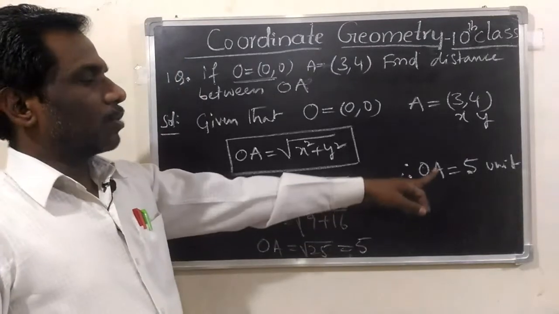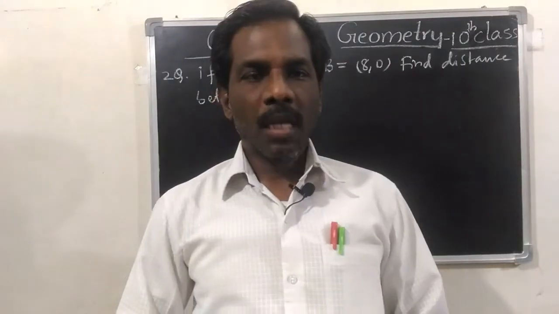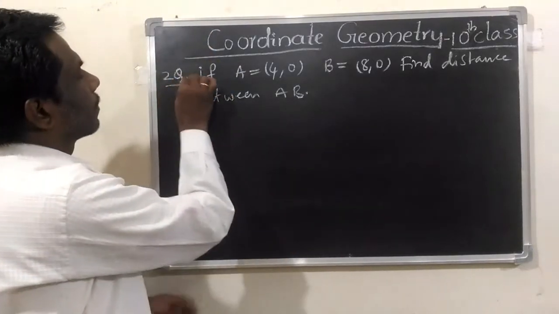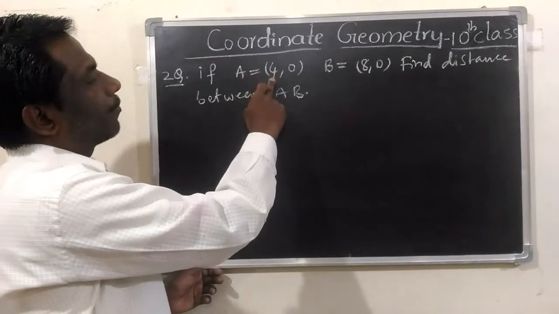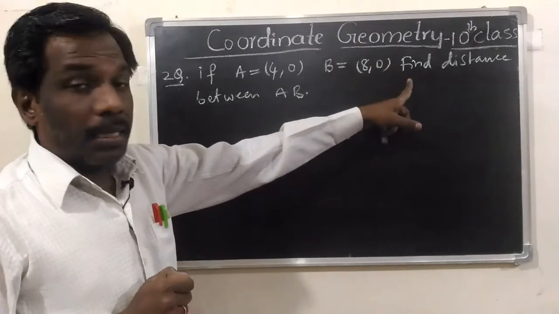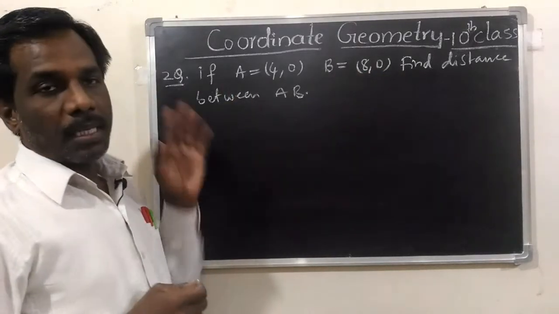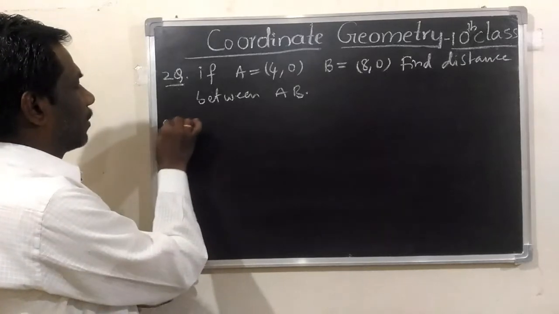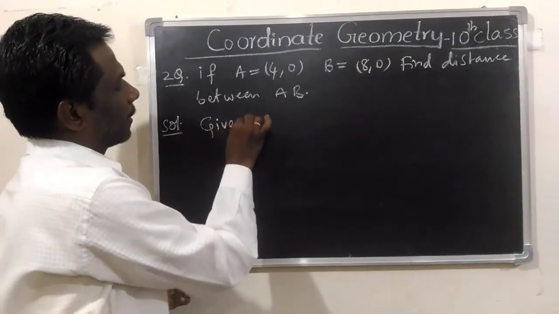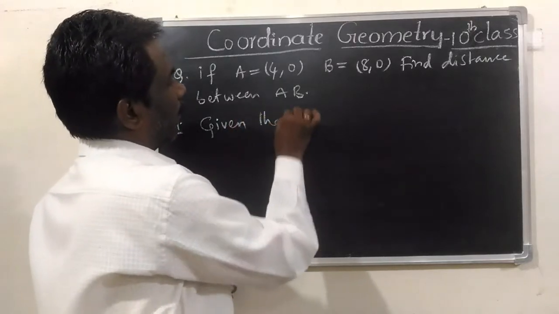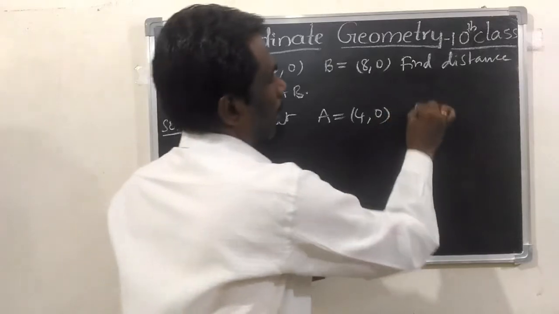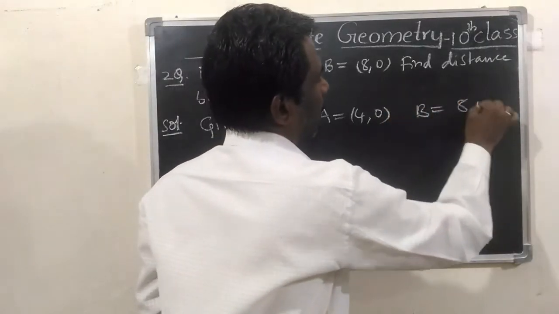The distance between OA is 5 units. Here we have one more question, the second question. If A equals 4, 0, B equals 8, 0, find the distance between AB. So let us solve this question. Solution. Given that A equals 4, 0 and B equals 8, 0.